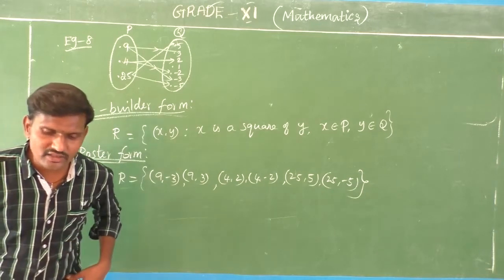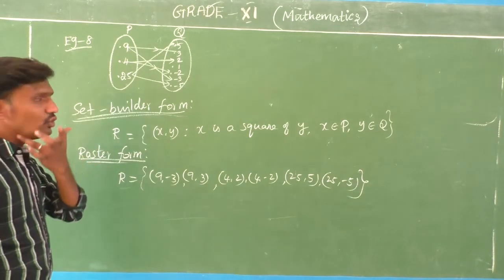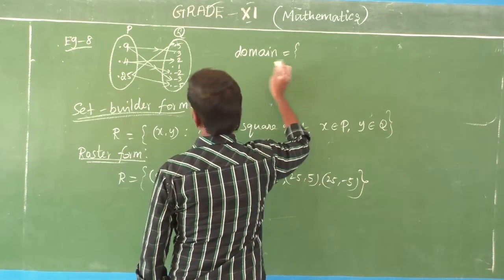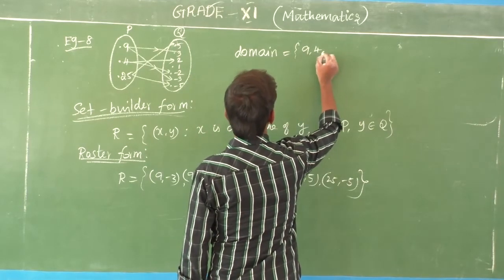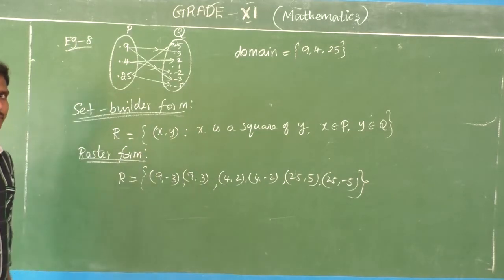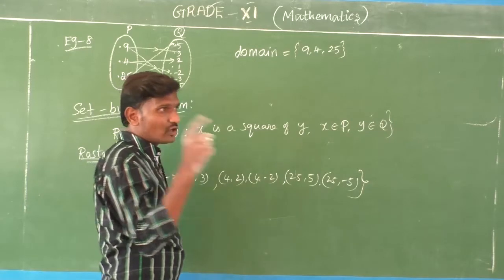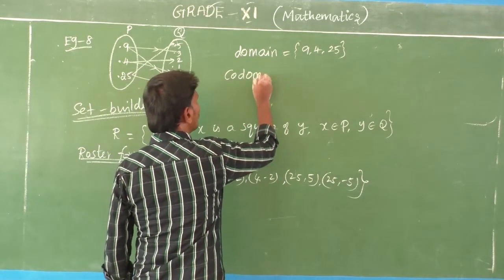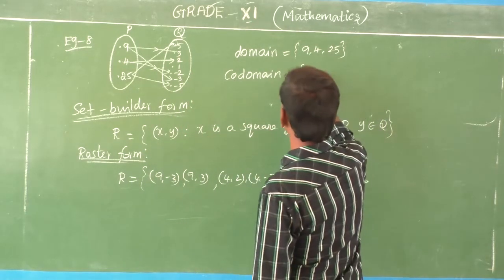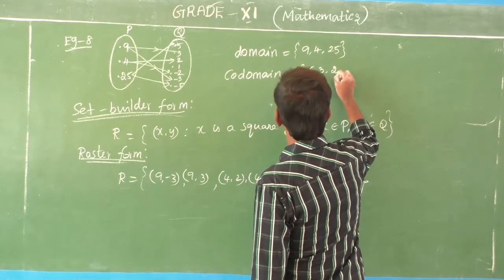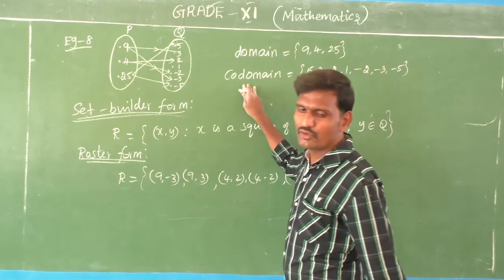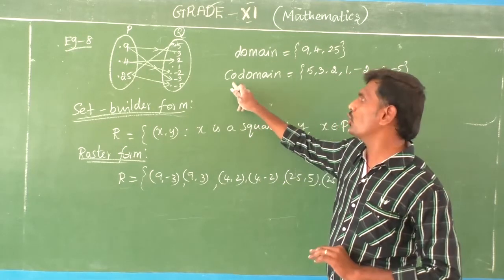And next, what question are they asking? What is the domain and range? How to mention the domain, you know? Yes. First domain. So the domain is equal to 9, 4, 25. These three elements only are your domain. And do you know what the codomain is? The codomain is very simple. What are the elements of the second set, B or Q? The codomain elements are 5, 3, 2, 1, -2, -3, -5. The question is not asking you the codomain, but you should know it.